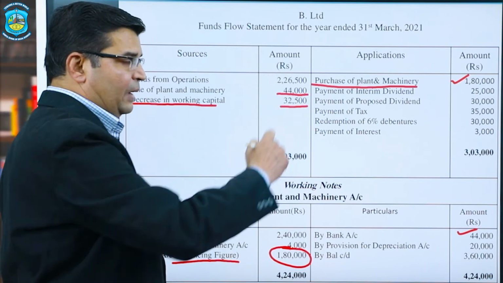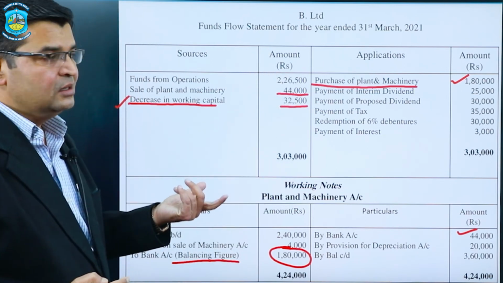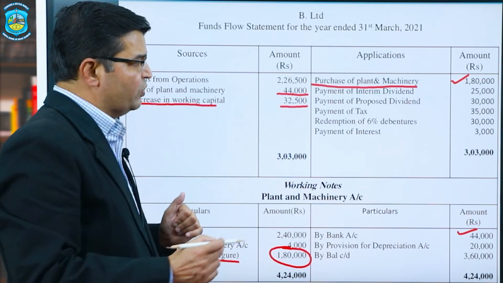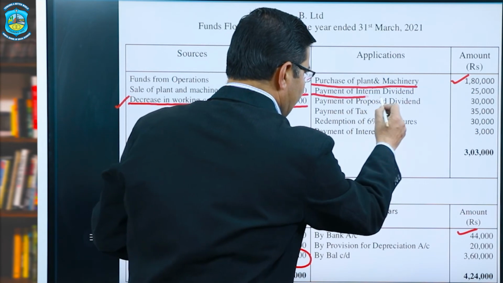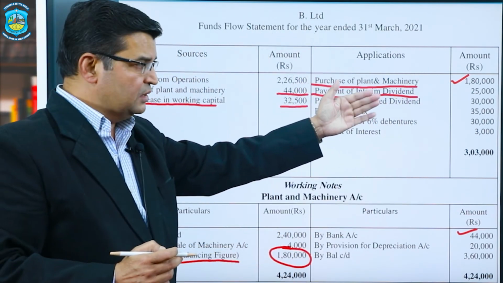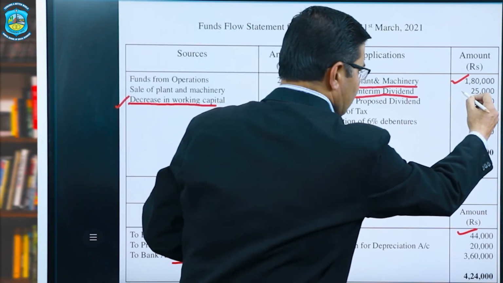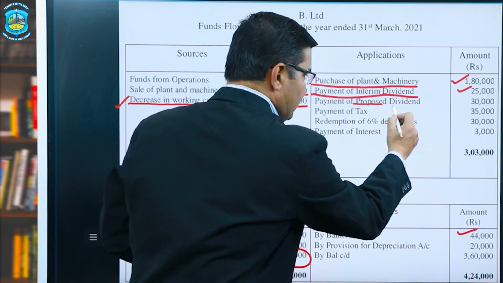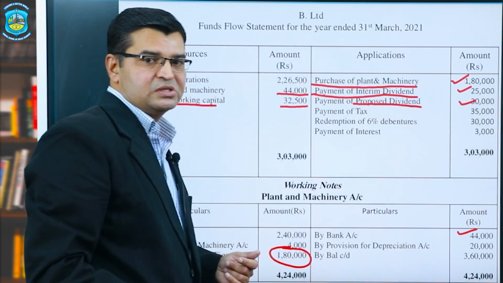Then now applications. We'll have to understand the uses of funds or applications of funds during the year, in which is payment of interim dividend. During the year, the company has already paid this 25,000 rupees worth of interim dividend. Then proposed dividend which has been paid by the company during the year is rupees 30,000.